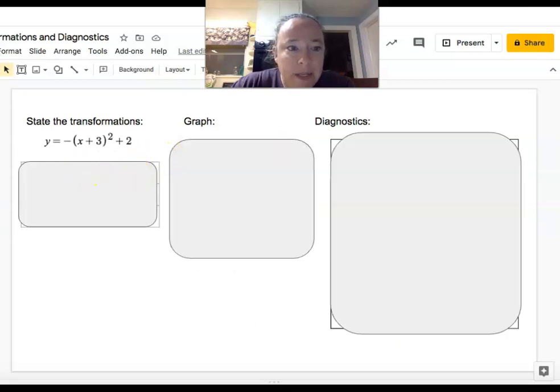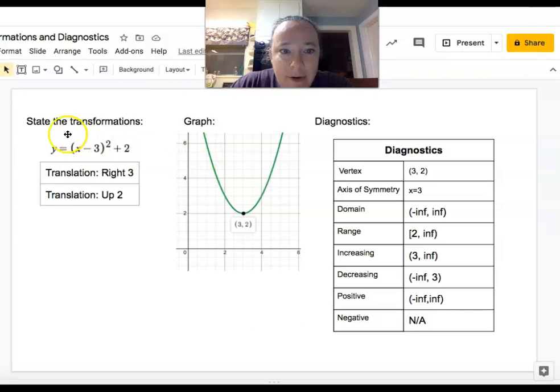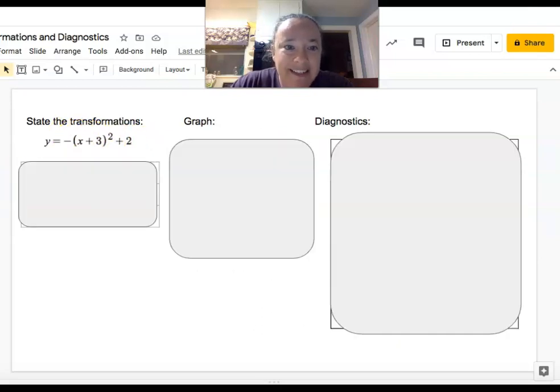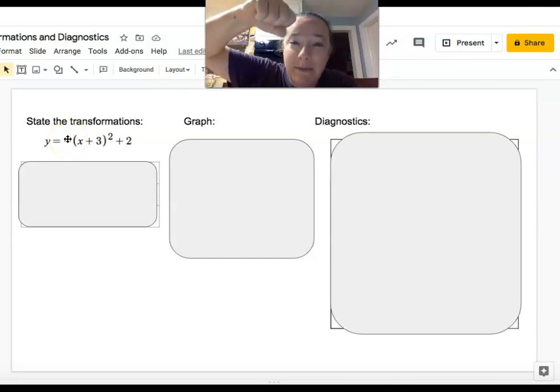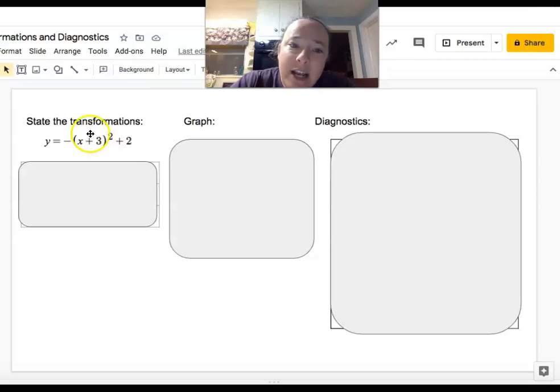Let's look at this one. So I basically took the same graph and I did some other things to it, well, from the parent function. So let's first talk about the transformations, all right? There's a negative in the front, so that's going to be a reflection. Guys, that means it's opening down. That means we're going to have a maximum value at the vertex. And then it goes left 3 and up 2.